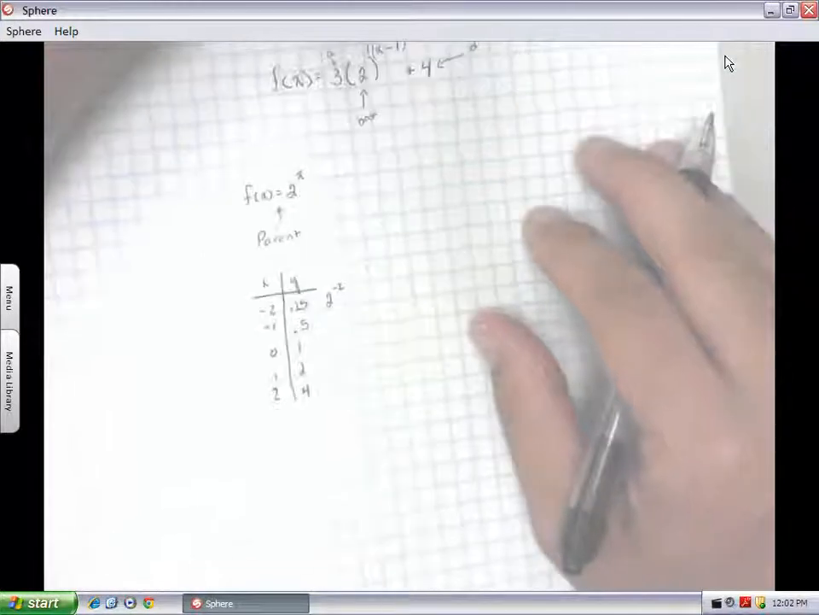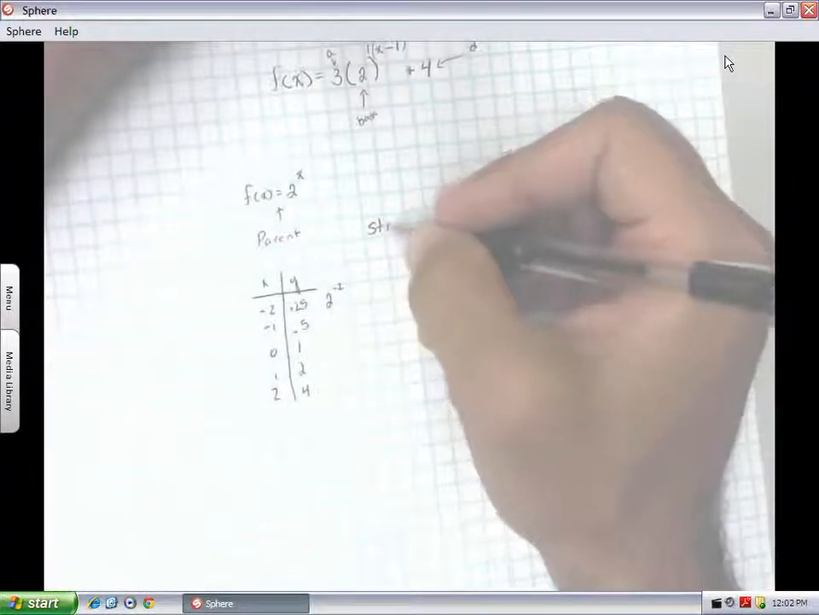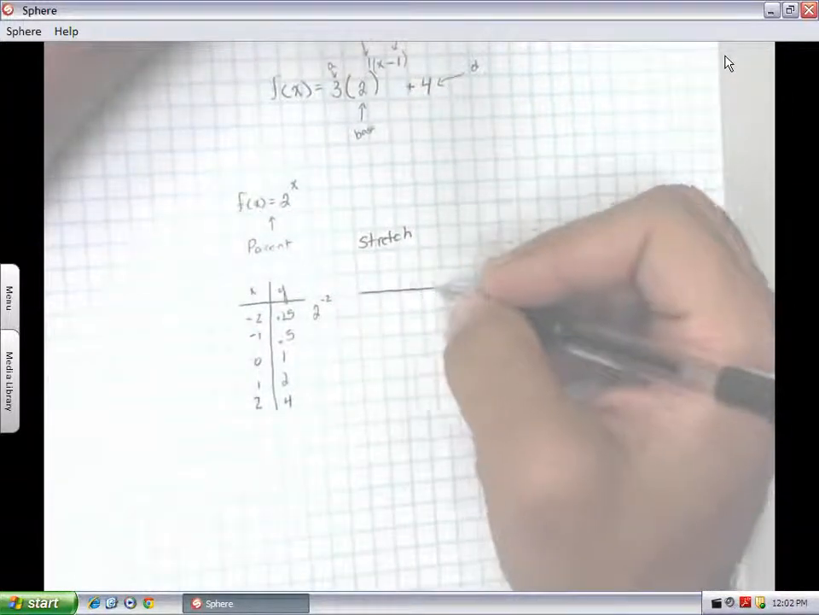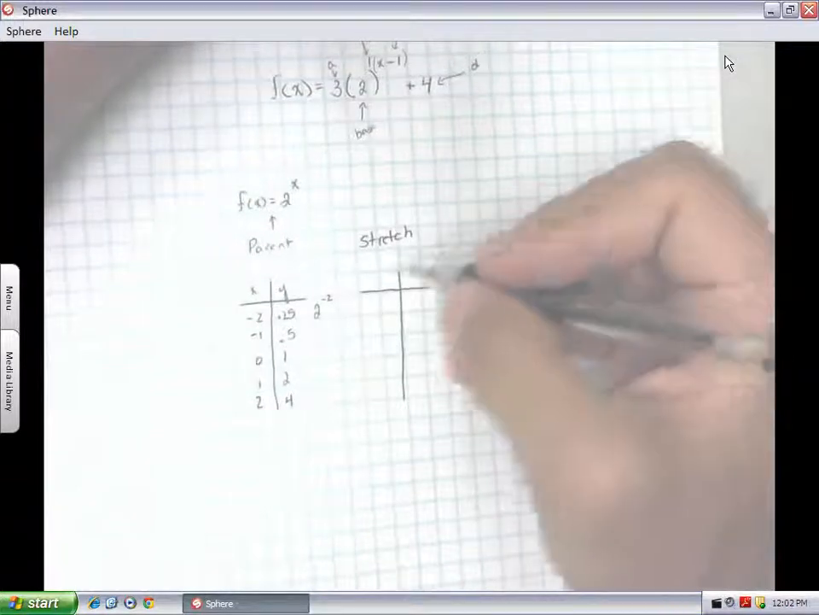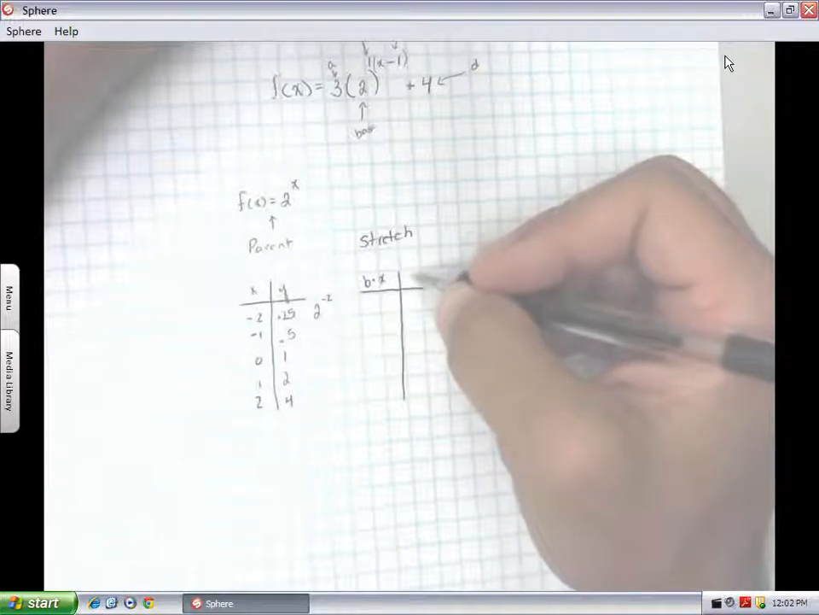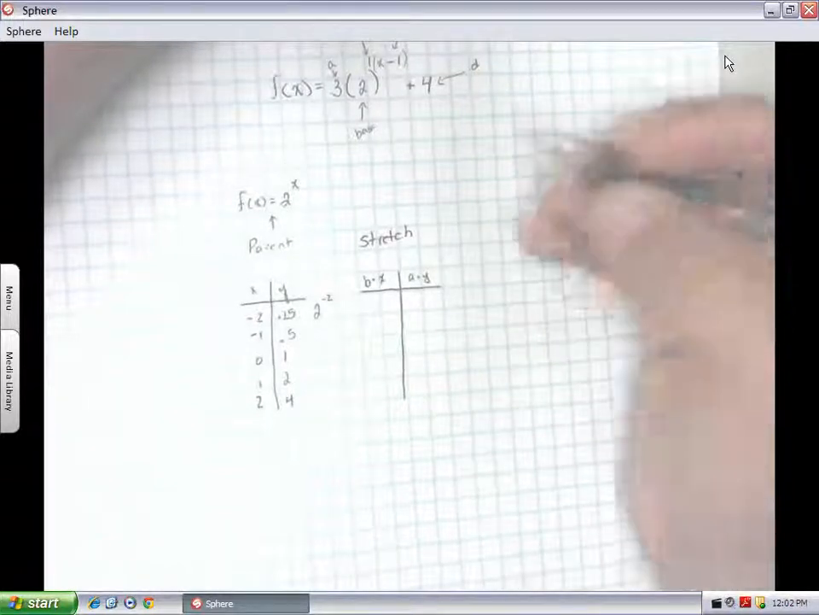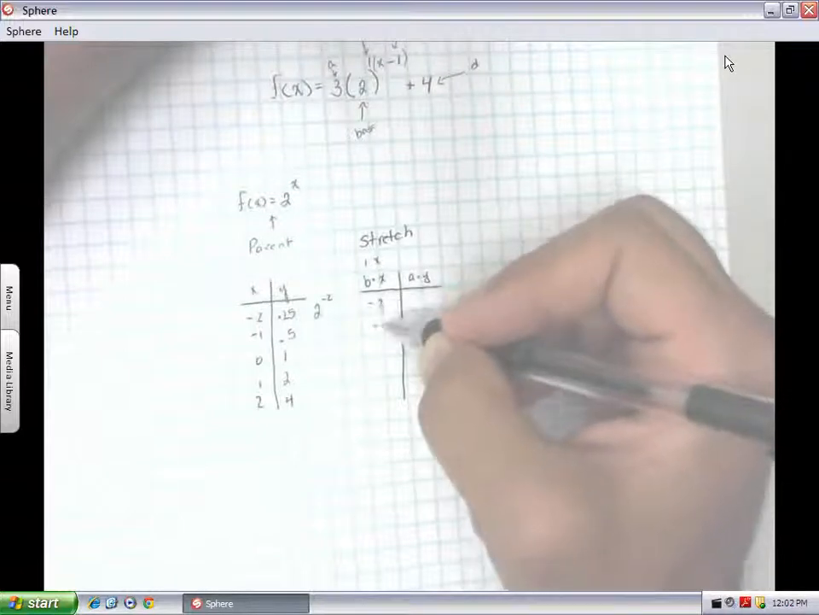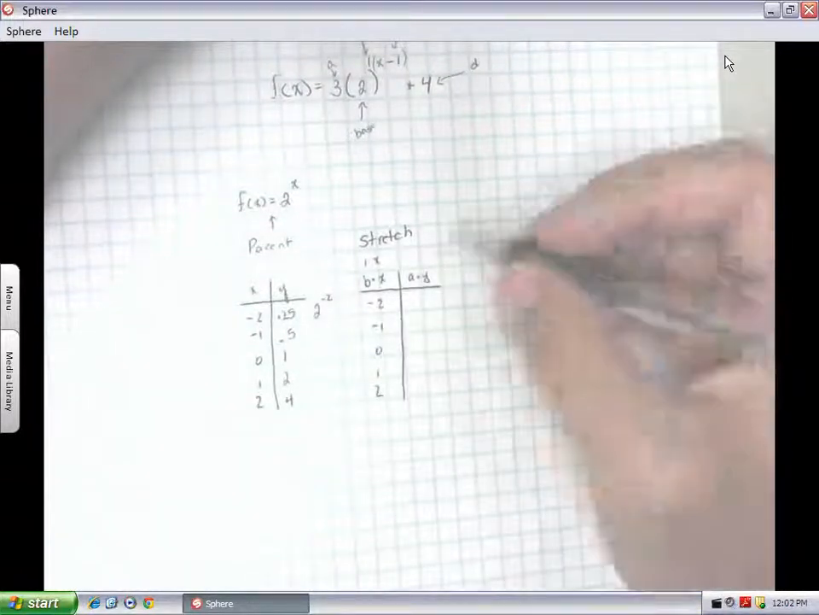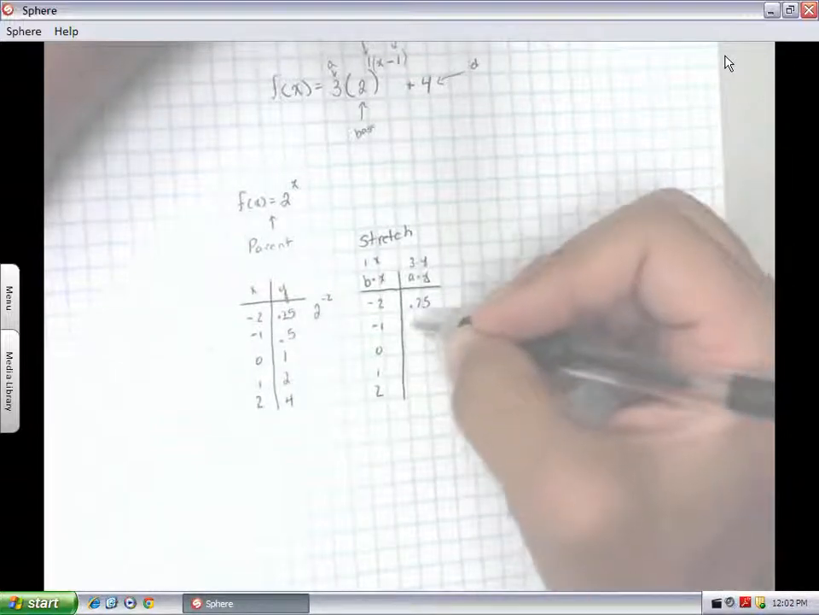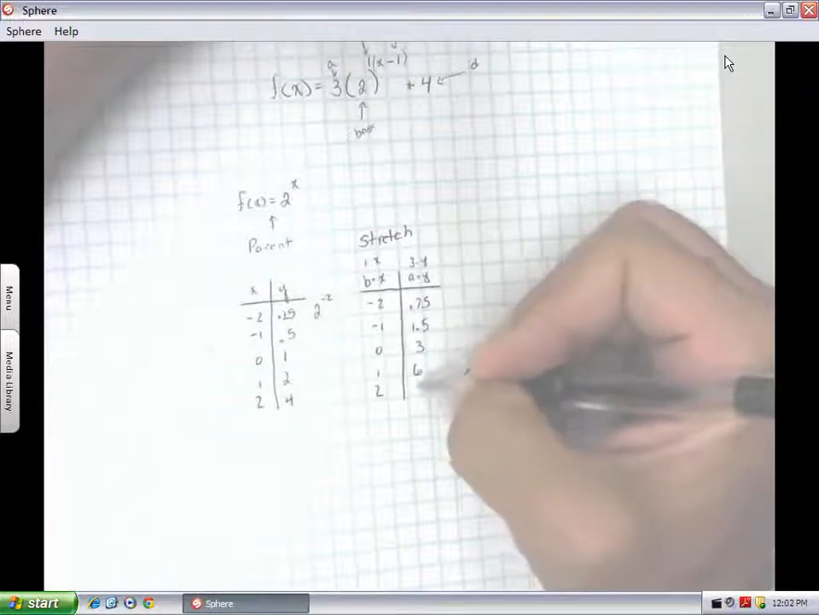So now I'm going to move over to my stretching table. Okay? And my stretching table is going to be the table where I do all my multiplying. And I'll remember that b gets multiplied by the x's and a gets multiplied by the y's. So my b is 1. I need to remember to use the reciprocal, but the reciprocal of 1 is still 1. So 1 times x, -2, -1, 0, 1, and 2 stay the same. My a is 3, so I'm going to take 3 times my y's. So 0.75, 1.5, 3, 6, and 12. Those are my y values.